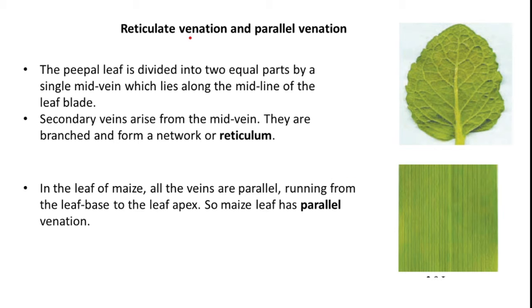Venation. The arrangement of veins on the lamina is called venation. There are two types of venation, reticulate venation and parallel venation. First we will study reticulate venation. The leaf is divided into two equal parts by a single midrib, which lies along the midline of the leaf blade.